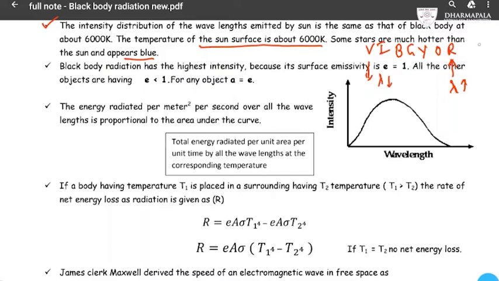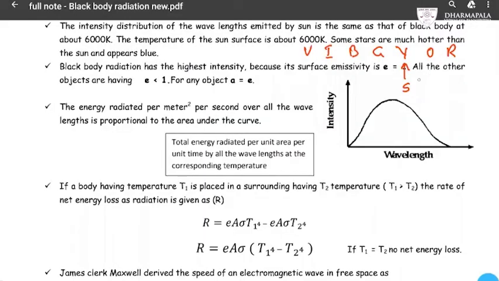What it says is, when the temperature increases, wavelength decreases. So if you take the sun's temperature, and if you take another star which has a larger temperature than the sun, then with the increase in temperature, when the temperature increases, the lambda max decreases and it shifts towards the high frequency side.